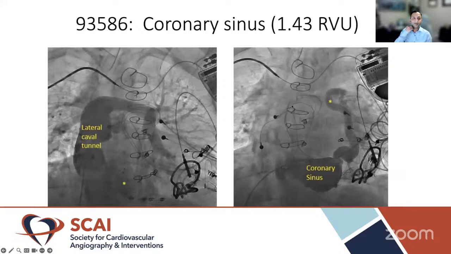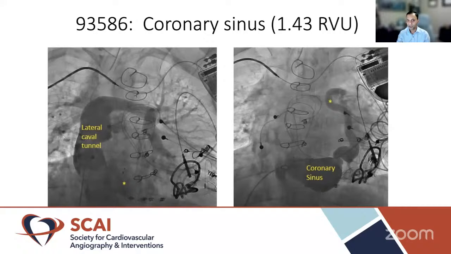We also have developed new code for coronary sinus angiography, that is 93586, that provides 1.43 RVUs. Here's an example of an initial angiogram that was performed in a Fontan lateral tunnel pathway, and angiography revealed an incidental finding of coronary sinus, shown here with the asterisk, draining into the Fontan pathway. And the catheter was then further advanced into the coronary sinus to do selective angiography to diagnose this coronary sinus connection. And now we can code for that coronary sinus using 93586.